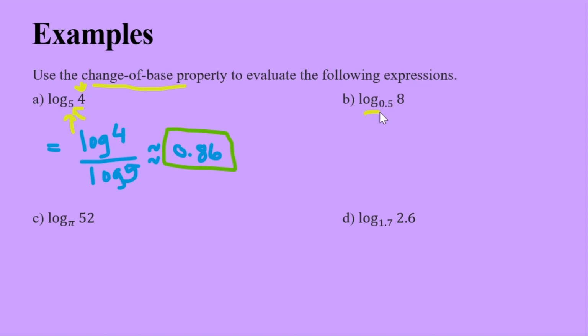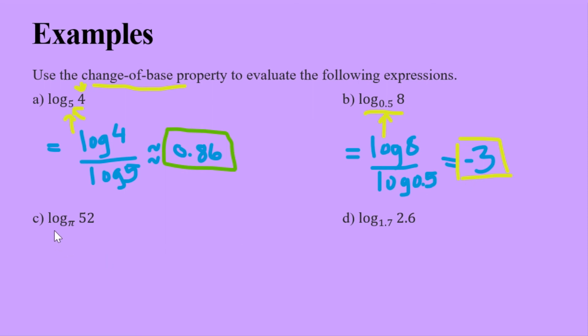Now let's do the same thing with the next example here. Again, you can see that the base here is not base 10, so we can use that change of base property again to rewrite this function so that we can eventually plug it into the calculator. So we can rewrite it as log of 8 over log of 0.5. Then we can simply put that in the calculator, and we would get that to be equal to -3. So log base 0.5 of 8 is equal to -3.